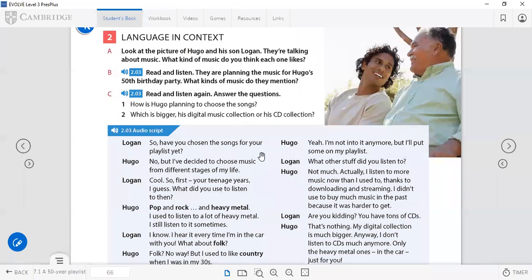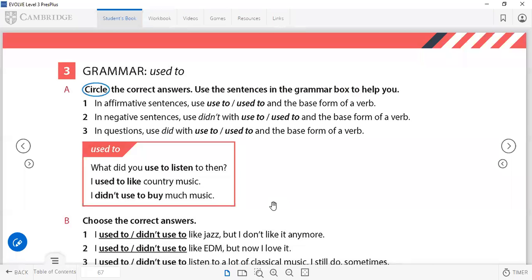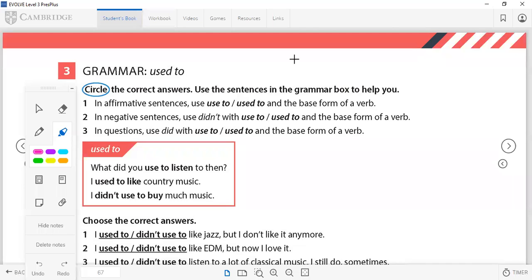Let's go back to grammar. Circle the correct answers. Use the sentences in the grammar box to help you. Here, in affirmative sentences, use used to. Okay? Affirmative. Negative and in questions, use used to. That's a general rule, you just have to remember. Affirmative, used to. Negative, questions, used to.